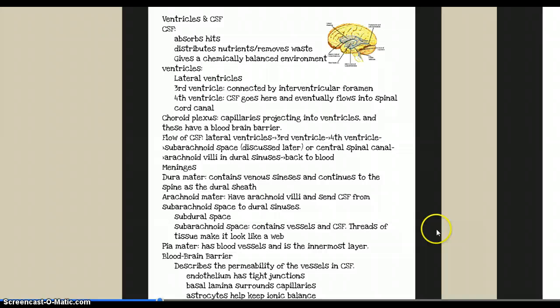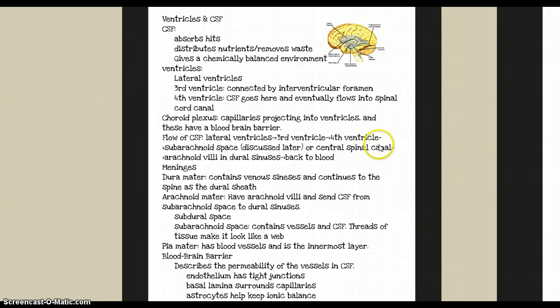But now let's just talk about the choroid plexus. Those are basically just capillaries projecting into ventricles, and these have a blood-brain barrier, which we'll talk about in a moment. So let's talk about the flow of cerebrospinal fluid through these ventricles first. They go from the lateral ventricles to the third ventricle to the fourth ventricle to the subarachnoid space or the central spinal canal.